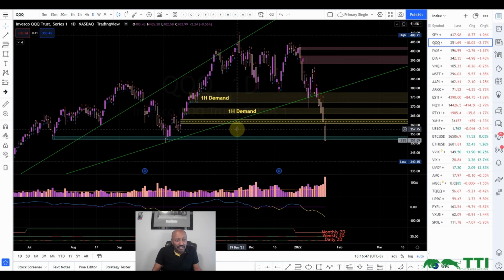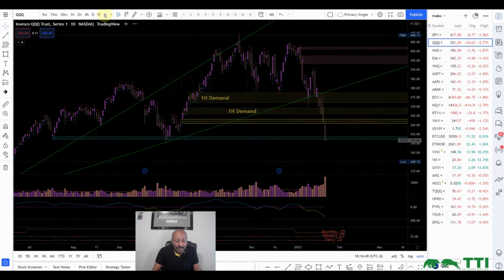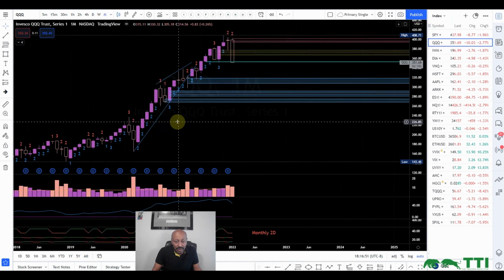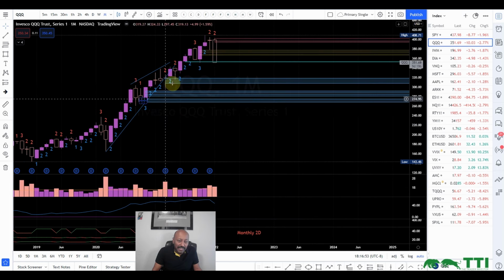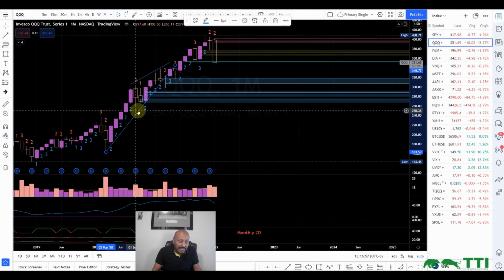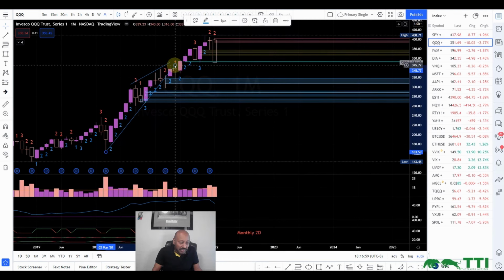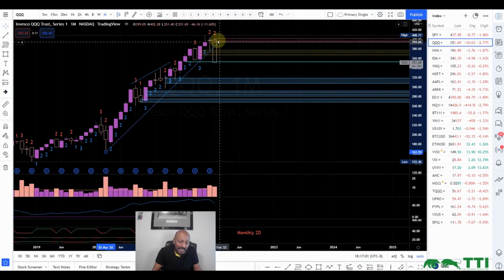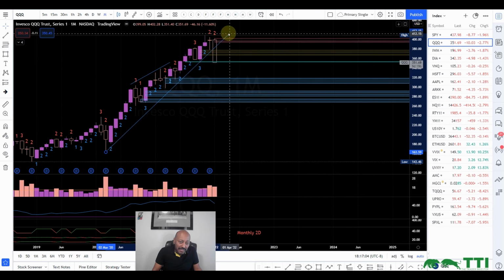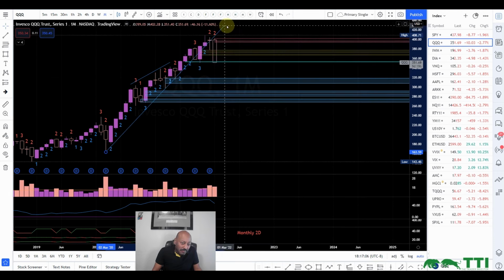So the first thing I usually do is look at my monthly chart and see where we are on the monthly chart. And as you can see, the monthly was in the Qs. Looking at the Qs, the monthly had a nice uptrend that it keeps breaking.